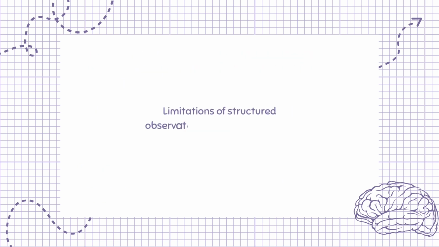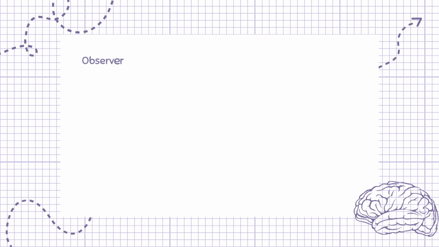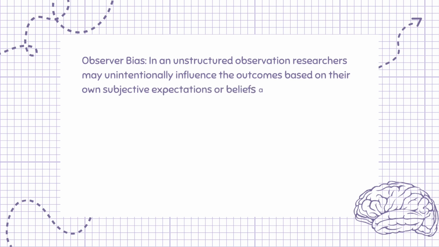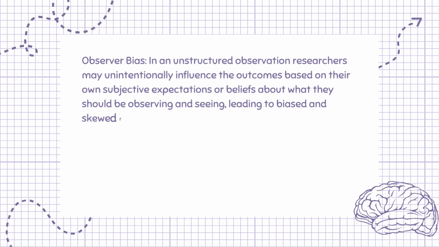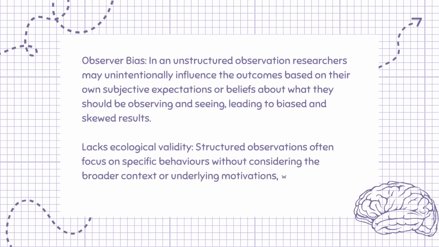Limitations of structured observations and why they are a regression on unstructured observations. Observer bias. In an unstructured observation, researchers may unintentionally influence the outcomes based on their own subjective expectations or beliefs about what they should be observing and seeing, leading to biased and skewed results. Lacks ecological validity. Structured observations often focus on specific behaviors without considering the broader context or underlying motivations, which may lead to incomplete understanding.